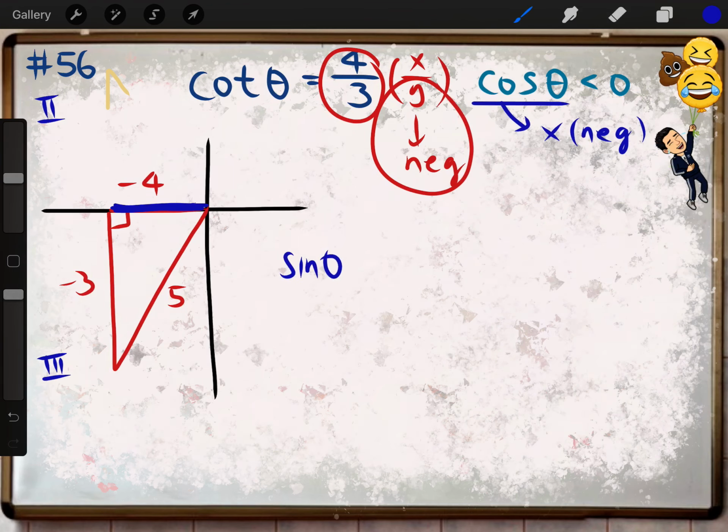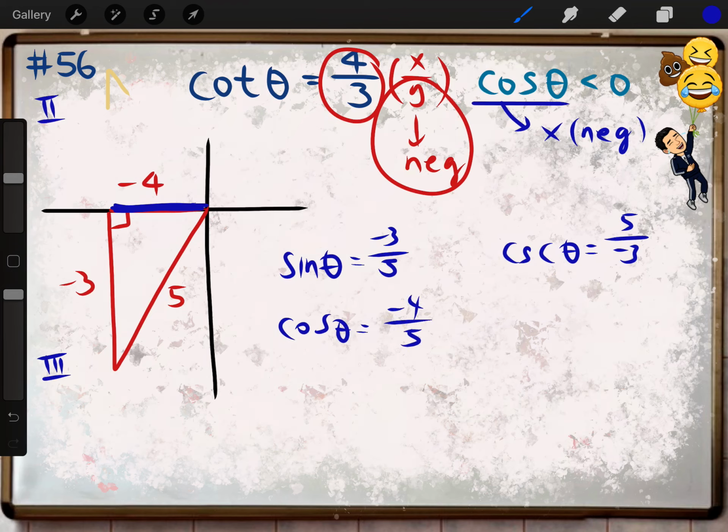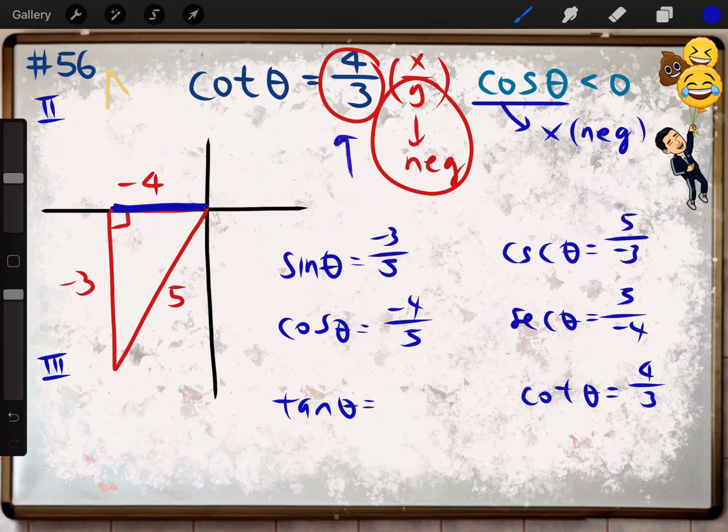Okay, so up to this point, you can go ahead and just write down all 6 trig functions. So sine theta is going to be y over r, so that's negative 3 over 5. Cosecant theta is going to be the reciprocal, so it's 5 over negative 3. Cosine is going to be negative 4 over 5. Secant is going to be 5 over negative 4. Let's do the cotangent. It's going to be 4 over 3, like we did earlier. That's given, right? And then tangent is just going to be the reciprocal of it, 3 over 4.